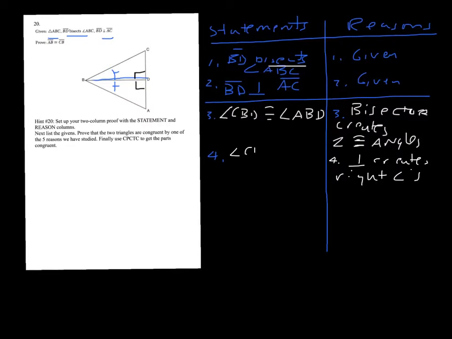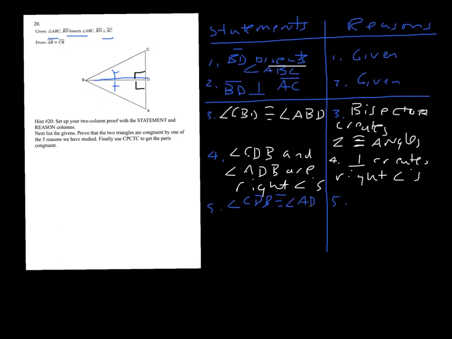Angle CDB and angle ADB are right angles. Because they're both right angles, I know that they have to be congruent to each other. So angle CDB is congruent to angle ADB, and the reason is all right angles are congruent.